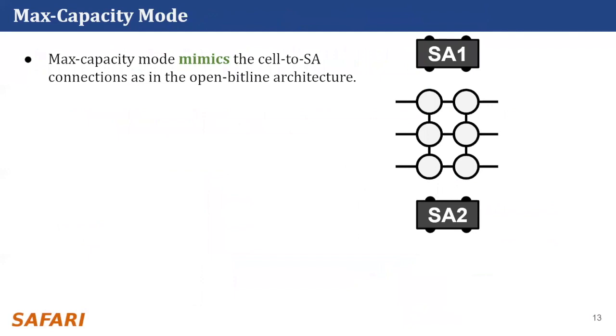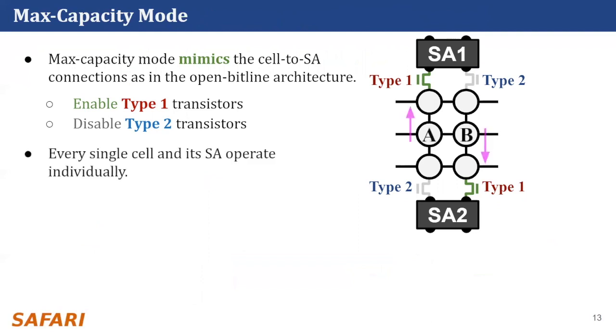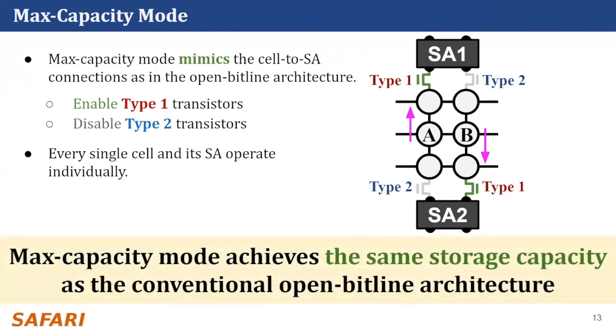For a row to operate in max capacity mode, CLR-DRAM enables Type 1 and disables Type 2 bitline mode select transistors to mimic exactly the same cell to sense amplifier connections as in the open bitline architecture. Doing so enables every single DRAM cell and its sense amplifier in a max capacity mode row to operate individually. This achieves the same storage capacity as a row in the conventional density-optimized open bitline architecture.